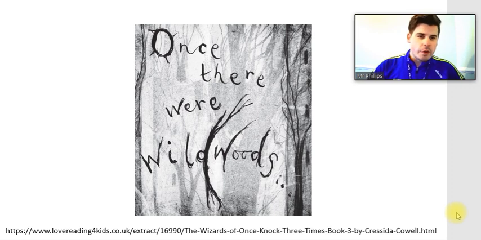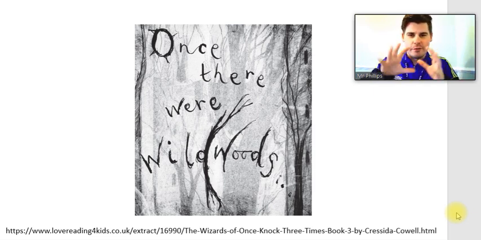The Wizards of Once, plural, sorry. This here, Once There Were Wild Woods, is not the title of the book. I couldn't find the book cover, so I got this one instead, which is the picture on the very first page, okay? So, The Wizards of Once, that is the book we're reading today, all right?